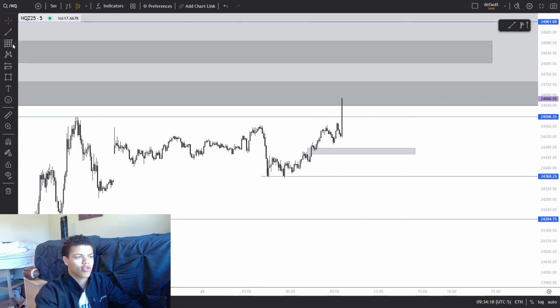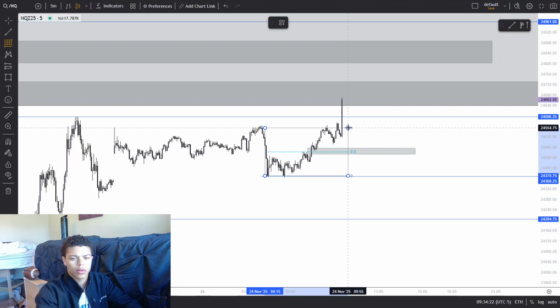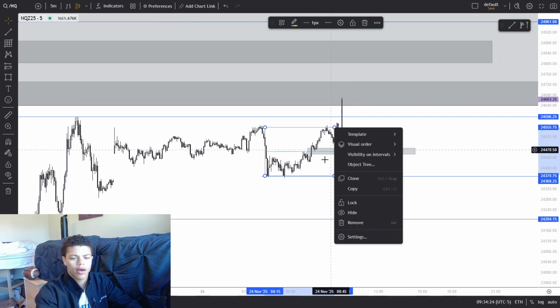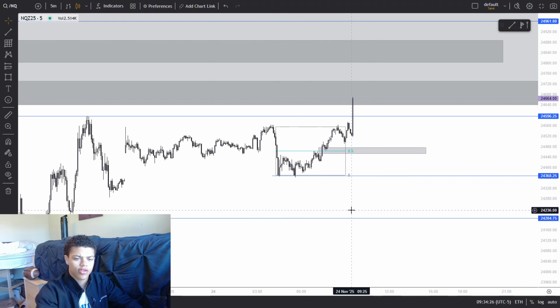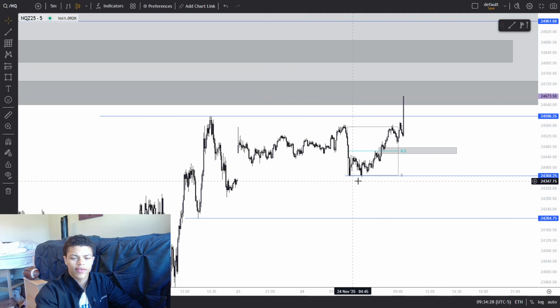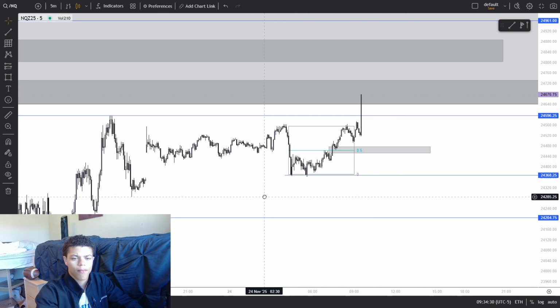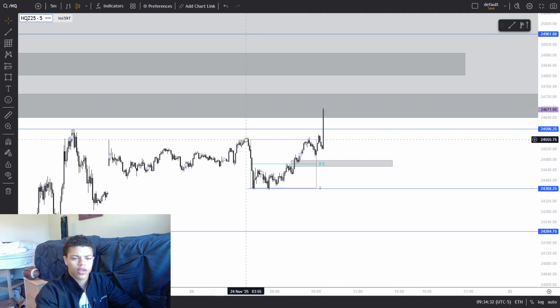Possible 5 minute structure. I could consider that structure. We have a nice sell side right here. Sell side draw.